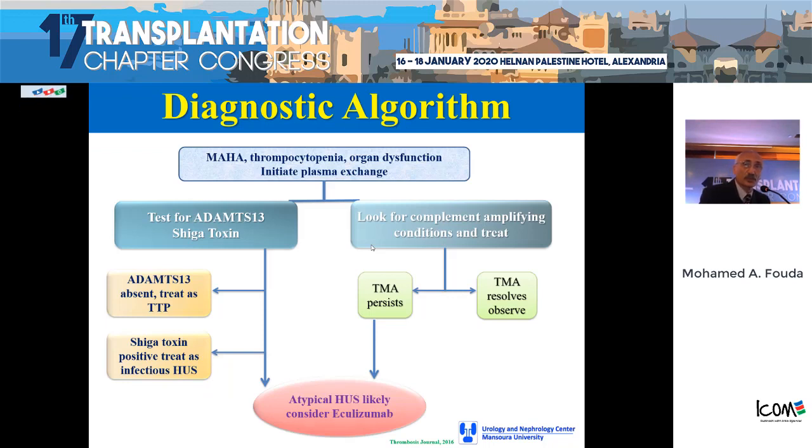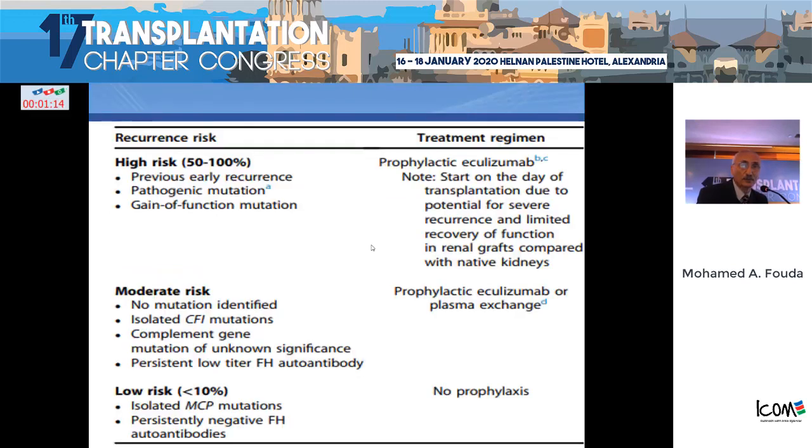This is a simple diagnostic algorithm. When we have a microangiopathic hemolytic anemia, thrombocytopenia, organ dysfunction, we can initiate plasma exchange and test for ADAMTS13 and Shiga toxin. If ADAMTS13 is absent, we can treat as TTP. Shiga toxin positive, we can treat as infectious HUS. We have to look for complement amplifying conditions and treat. If TMA resolves, we can observe. If TMA persists, atypical HUS is likely, consider eculizumab.